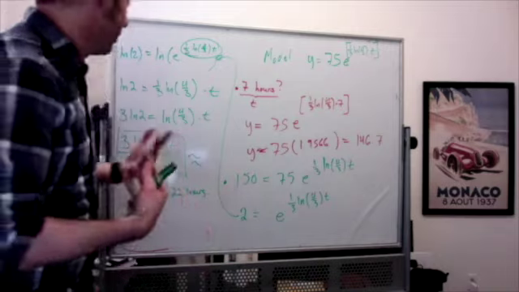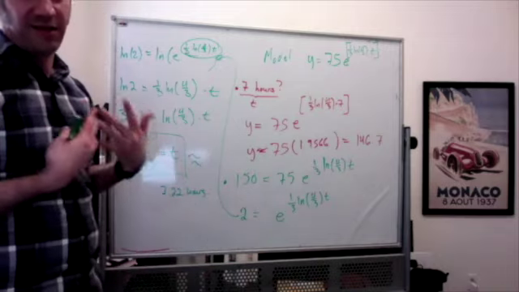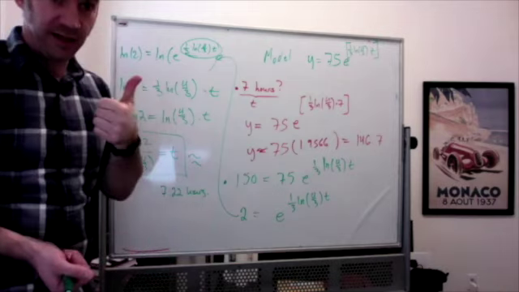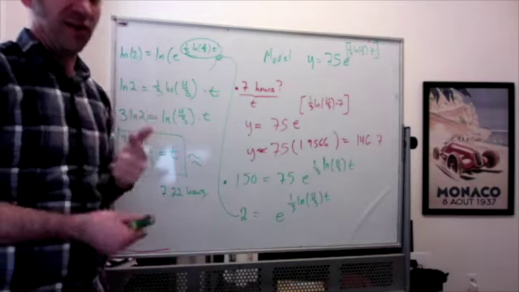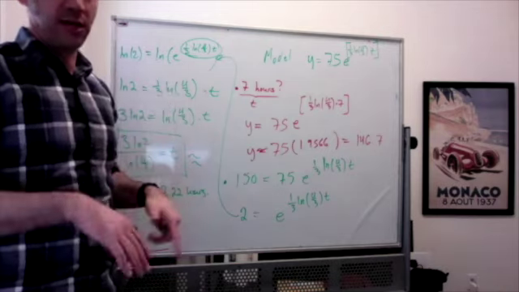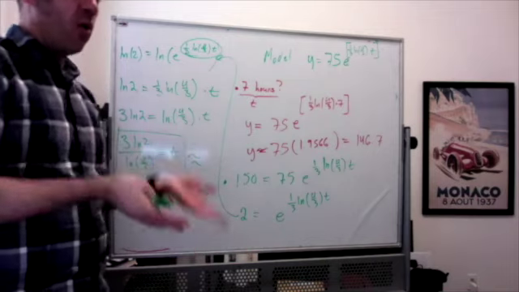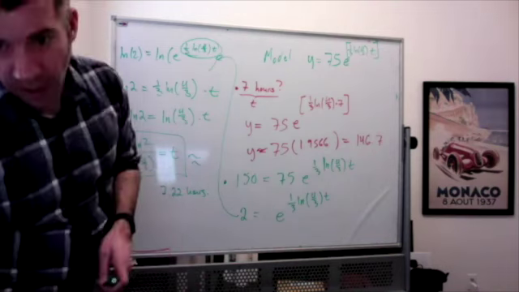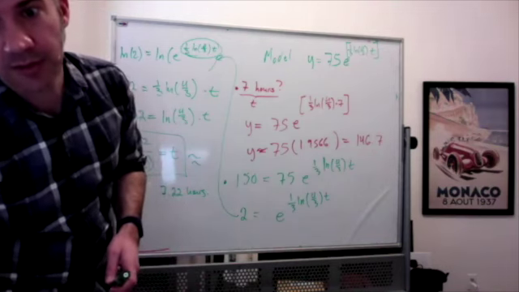Okay, so that's what this is always going to be, the process. You're going to find the model by finding your C value and finding your K value, and then you're going to answer whatever questions by plugging in either the time value they've given you or the amount value they've given you and solving for the other thing. So let's look at more examples.